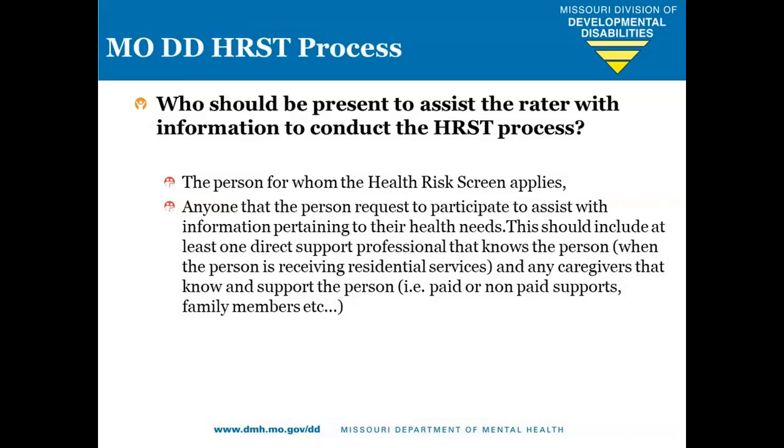This should also definitely include a direct support professional that knows the person very well. That's for when the person is receiving residential services, of course. And then if there's any other friends, family, or other people that might be able to answer questions related to their activities of daily living, they may come as well. But the core group is the RN rater, individuals receiving services, and then the direct support professional who knows them well.